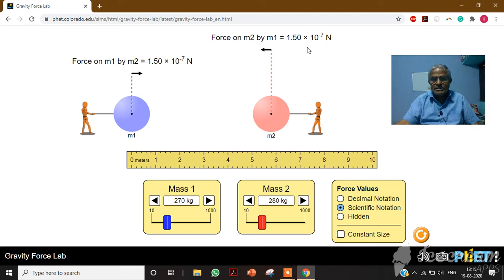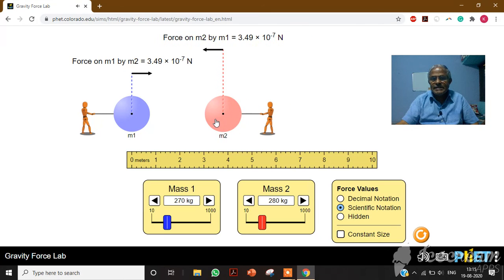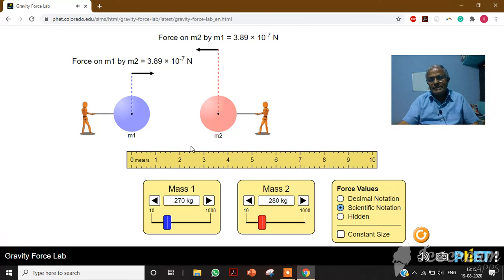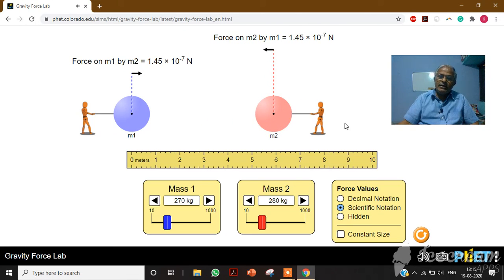So, students, you have to remember, if you decrease the distance between them, the force of attraction will be increased. See, observe, force of attraction is increased if you decrease the distance. If you increase the distance, force of attraction will be decreased. So, what we can understand is that the force of attraction is directly proportional to the product of their masses and inversely proportional to the square of the distance between them.